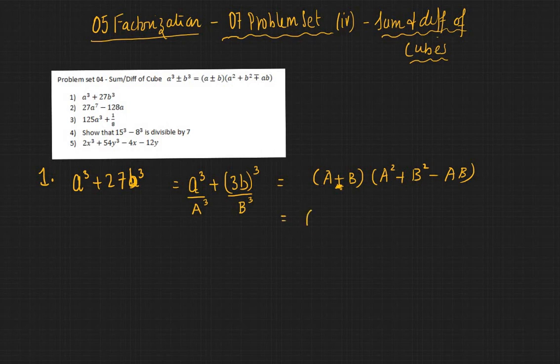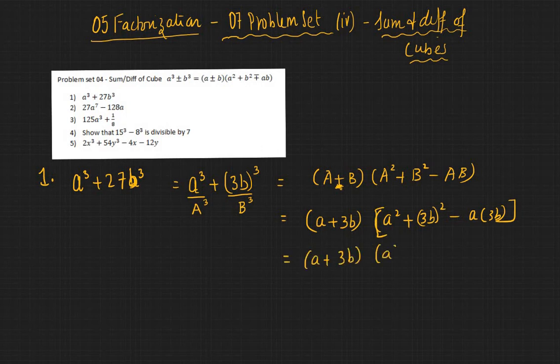Substituting for a and b, this would be a, b is 3b, into a squared plus 3b the whole square minus a into 3b. That will be equal to a plus 3b into a squared plus 9b squared minus 3ab. So that's how you do this.